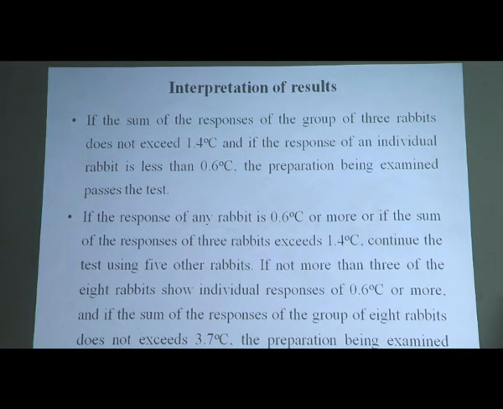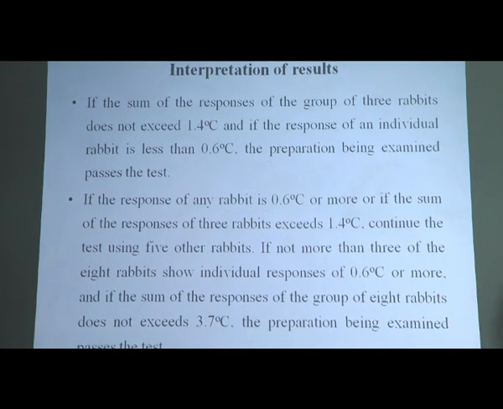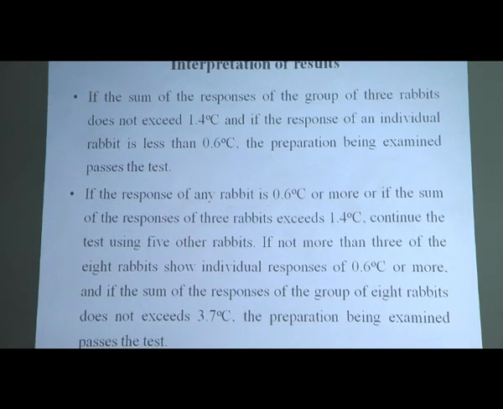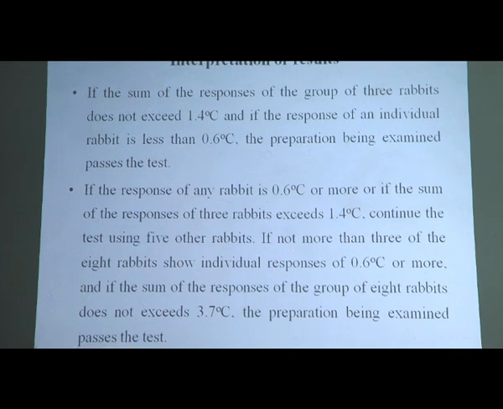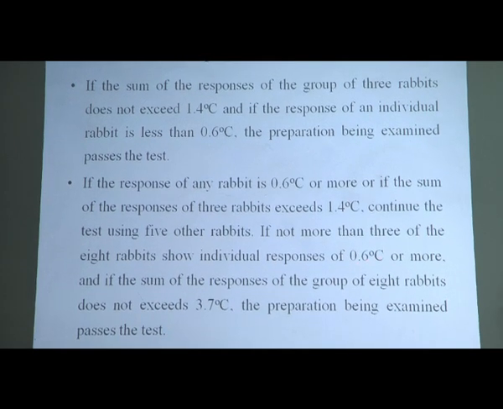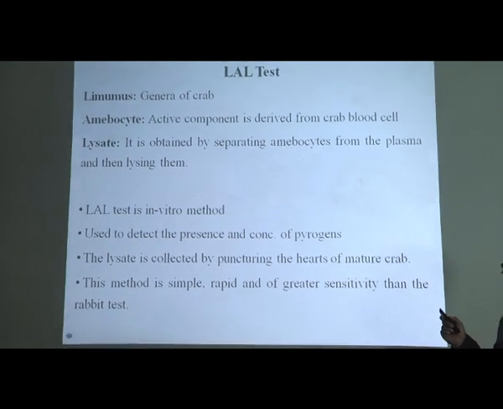If the response of any rabbit is 0.6 degrees Celsius or more, or if the sum of the responses of 3 rabbits exceeds 1.4 degrees Celsius, continue the test using another 5 rabbits. If not more than 3 of the 8 rabbits show an individual response of 0.6 degrees Celsius or more, and if the sum of the responses of the group of 8 rabbits does not exceed 3.7 degrees Celsius, the preparation being examined passes the test. Then the next one is the LAL test.